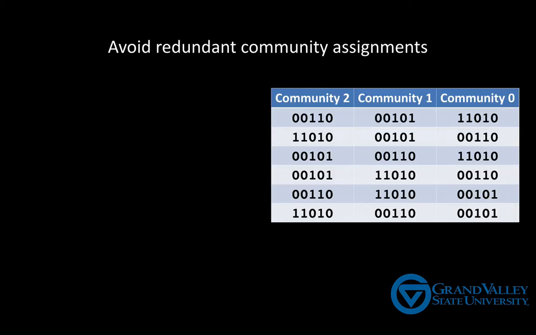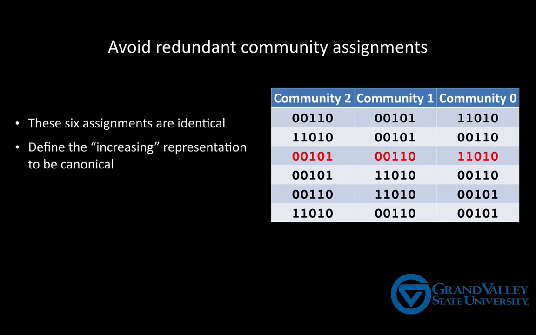Finally, we address the redundant assignments. As we saw earlier, these 6 bit strings are all identical. They represent the same community assignment with the communities relabeled. We want a rule telling us which of these 6 to generate so we don't waste time touching the other 5. McGuire's algorithm does this by generating only the assignments where the bit strings increase in value from left to right. The challenge is to generate only these increasing representations.